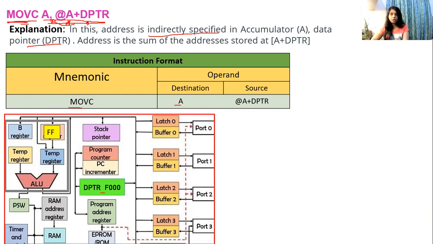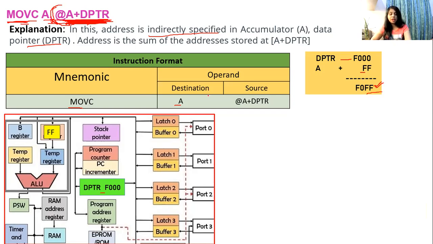Now what we have to do here is add the contents of the accumulator and DPTR to get the address of memory. So DPTR holds F000 and the accumulator holds FF. Now we have added and got the address of memory. The @ sign is there, and it indicates that this is the address of memory. The instruction says to move the contents of this address into the accumulator.